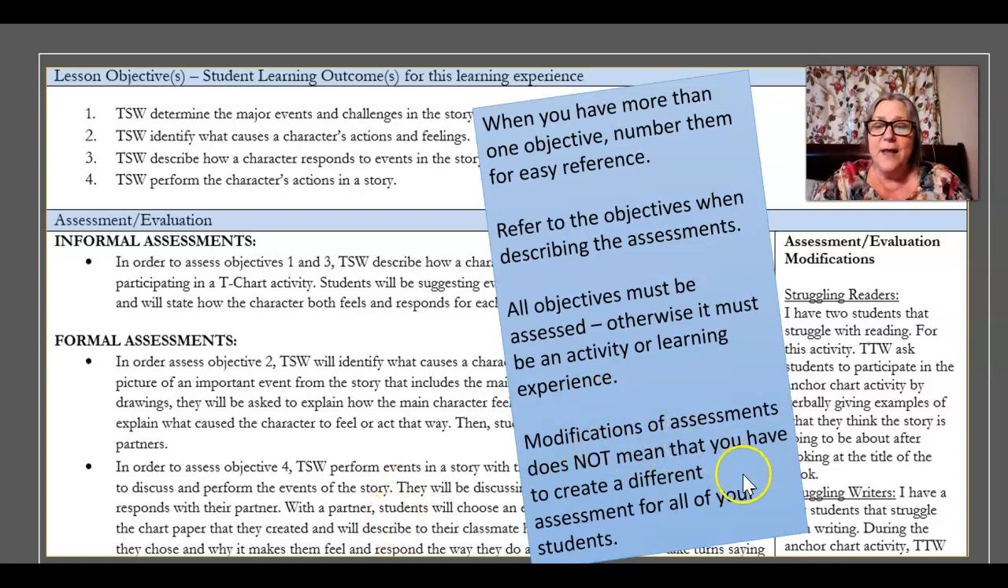Modifications of the assessment. That doesn't mean that you have to create a different assessment for all of your students. Most of the time, what you want to be thinking about is, how can I help them with the assessment that's in front of them?